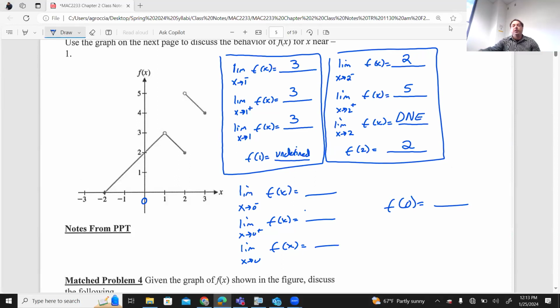So, looking at 0 coming from the left, as we get closer and closer to 0, what number of y is it approaching? 2.